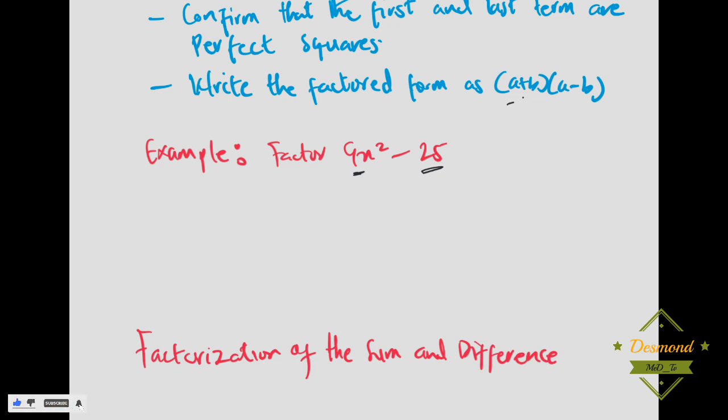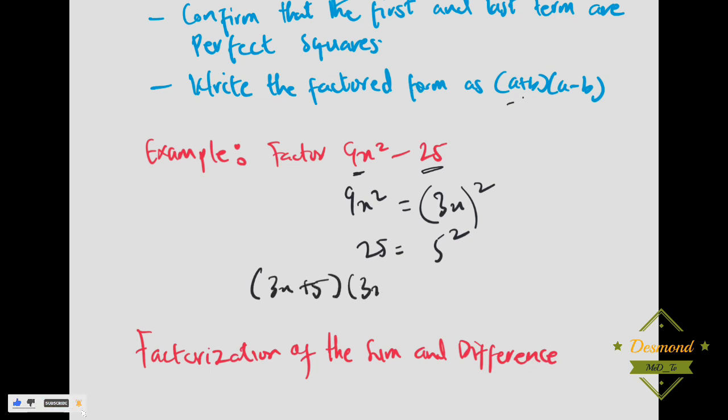With this one, because 9 is a perfect square, 9x squared is equal to (3x) squared, right? And 25 is also equal to 5 squared. Now, the polynomial represents a difference of squares and can be written as 3x plus 5 multiplying 3x minus 5. Very, very simple to do, right?